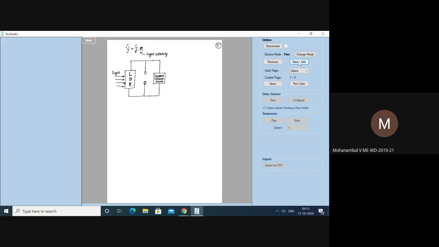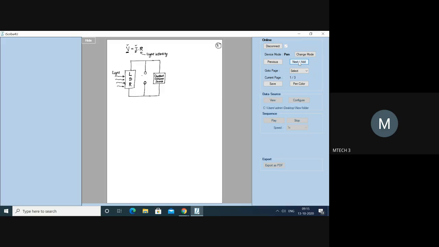Constant current. When I make the current constant, what is proportional now? I is going to be constant. So a change in resistance will make what vary? Voltage. Okay, now R is changing, I is constant, hence the voltage is going to vary.